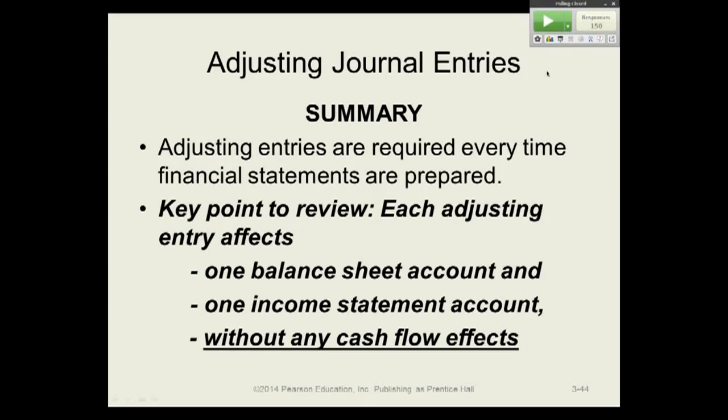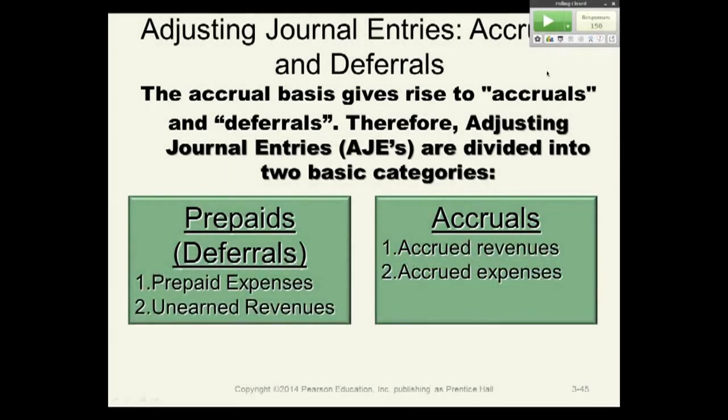Okay, now we're going to get a bit more detailed with this. And now we're going to talk about the different types of adjustments. There are two types of adjustments. They're called accruals and deferrals. And I'm going to define them in a second. But deferrals are like prepaids or unearned. A prepaid or deferred expense, a prepaid or an unearned revenue. Accruals are accrued revenues and accrued expenses.